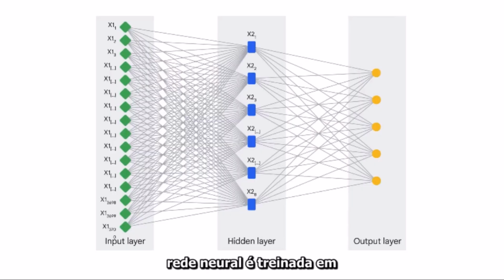In semi-supervised learning, a neural network is trained on a small amount of labeled data and a large amount of unlabeled data. The labeled data helps the neural network to learn the basic concepts of the task, while the unlabeled data helps the neural network to generalize to new examples.